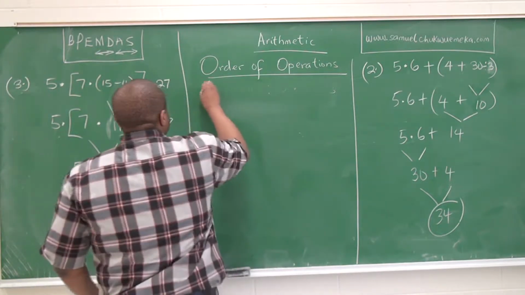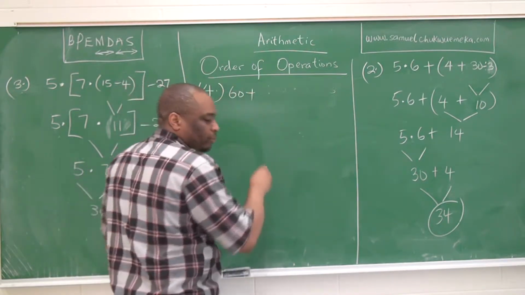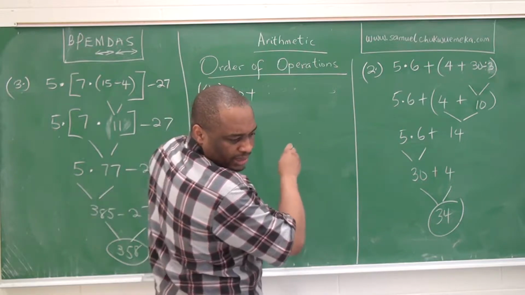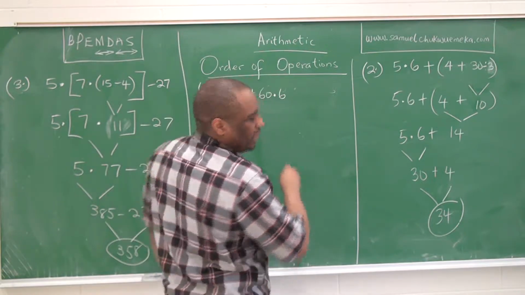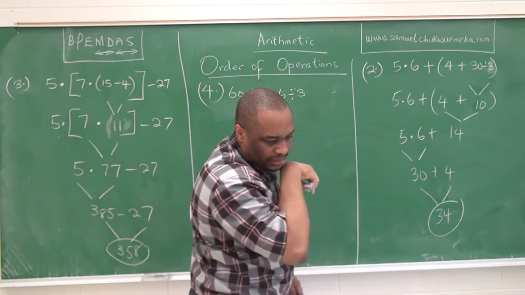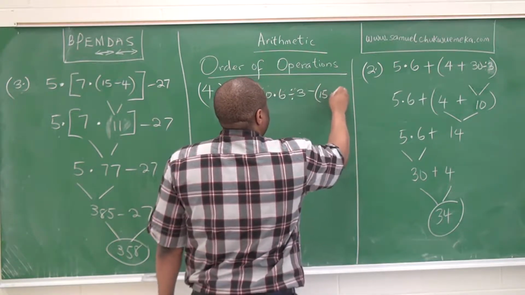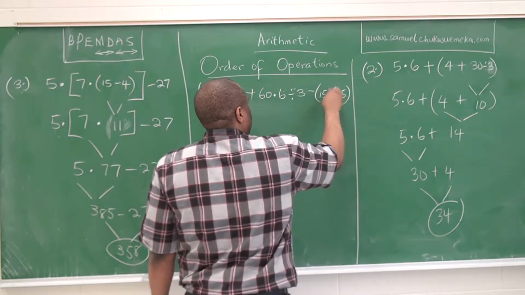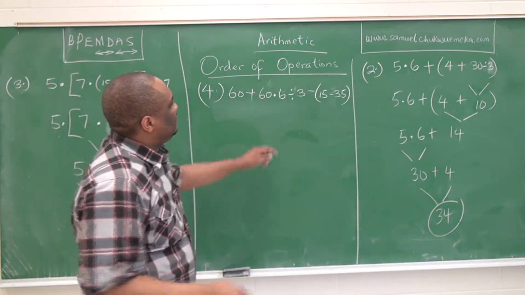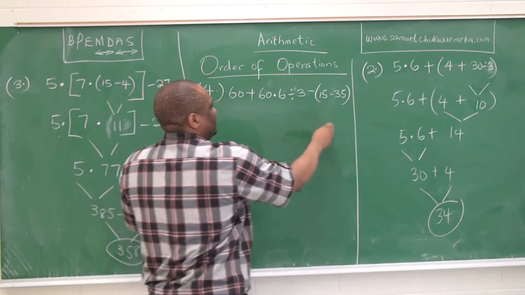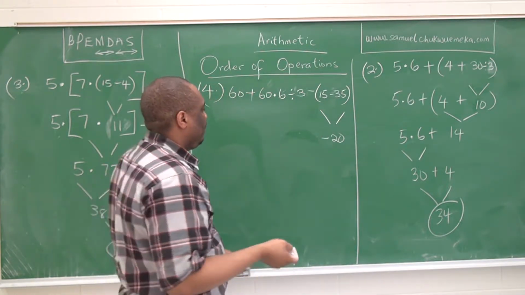Okay, number 4. We are coming up. We still got a bunch of them. 60 plus 60 times 6, like I said, I want to cover at least integers, several of them, divided by 3 minus 15 minus 35. Okay. You have this. So we do the parentheses first. 15 minus 35 is what? Negative 20. Because you have 15, you owe 35. That means you owe 20.